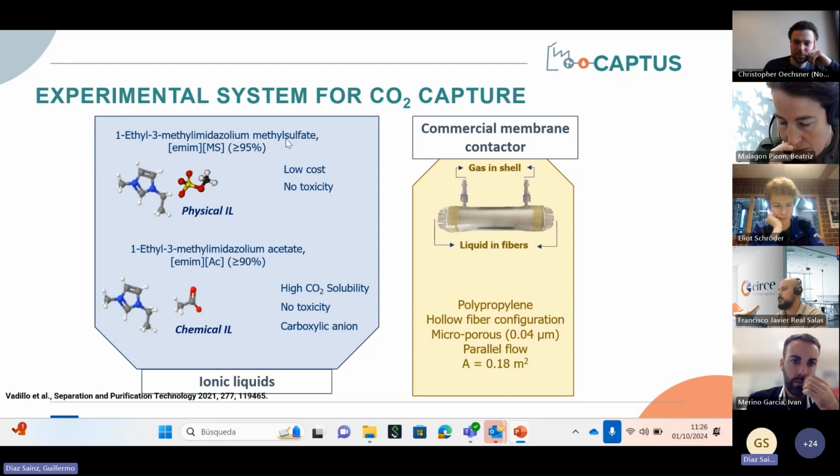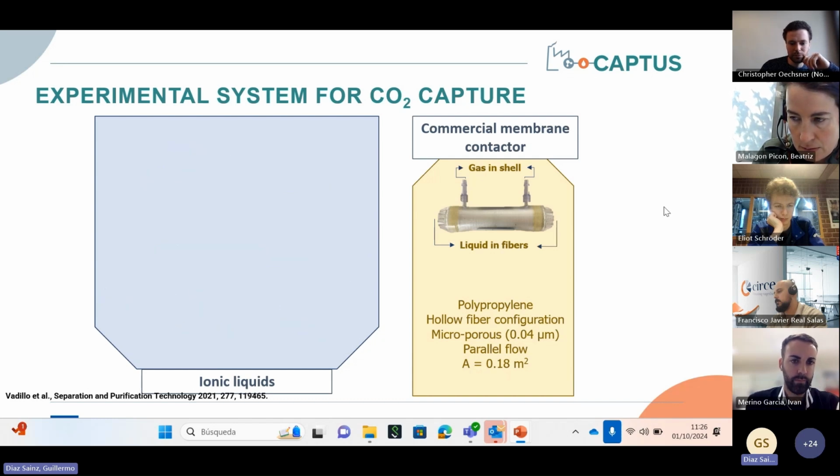This is a physical ionic liquid, the amine ethyl sulfate ionic liquid, whose most important advantages are the low cost and no toxicity. And the second ionic liquid is the amine acetate, which is a chemical ionic liquid. The most important advantages are the high CO2 solubility and the no toxicity. These are the most important advantages of this type of ionic liquids.